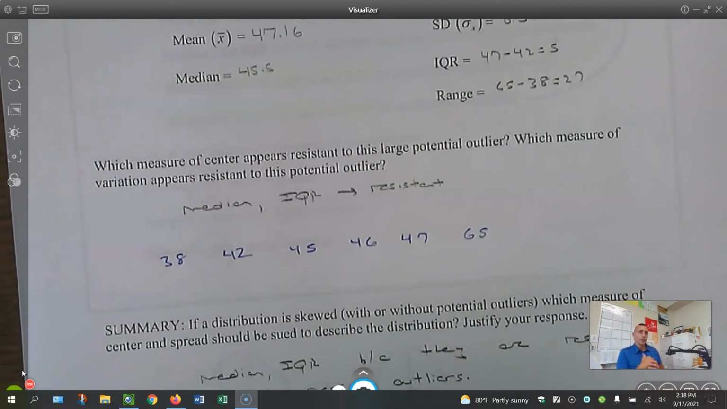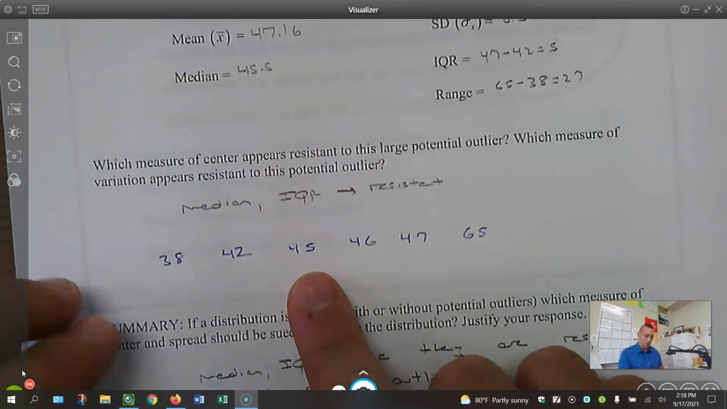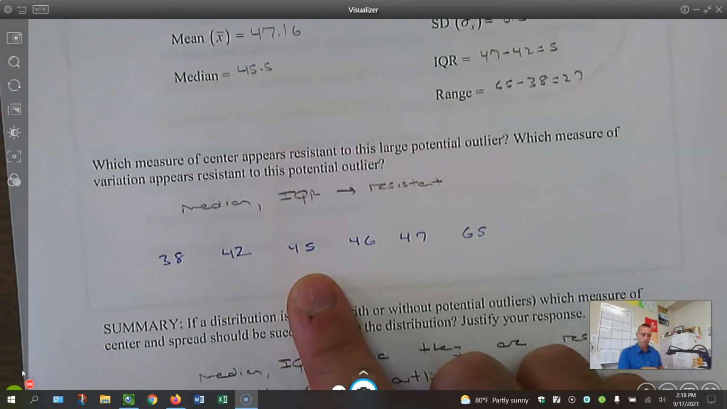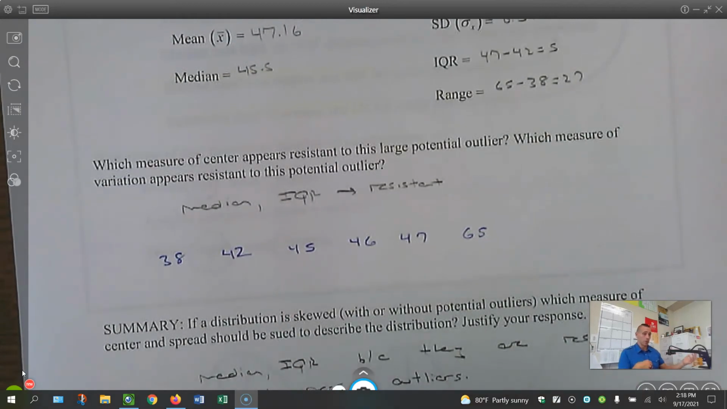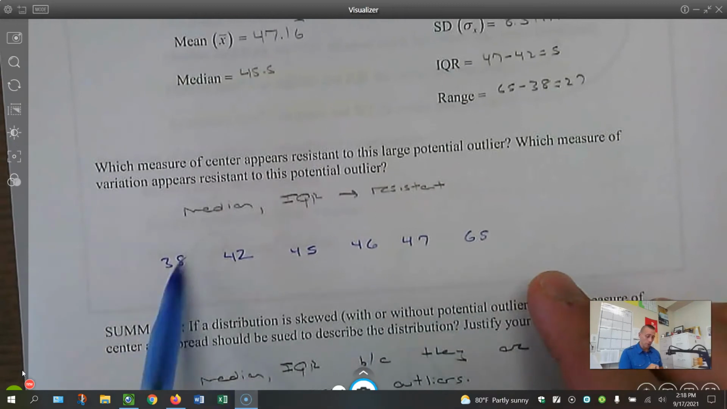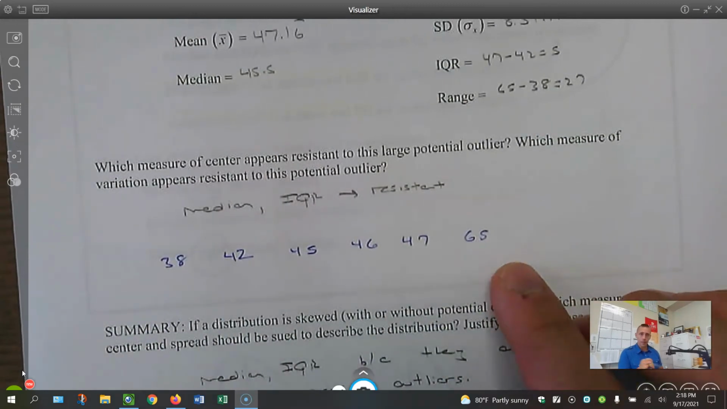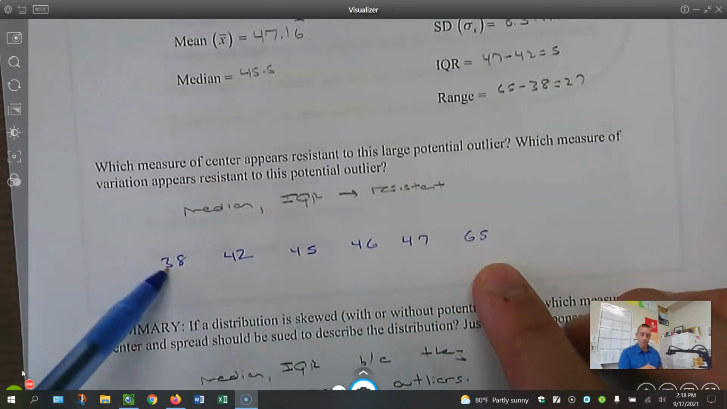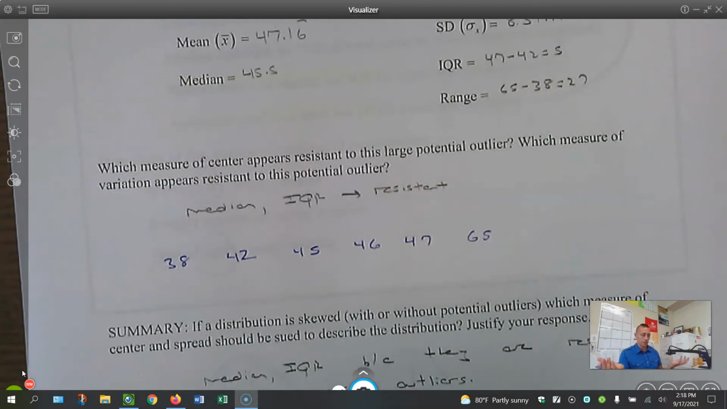So that's why the median and the IQR are resistant to skewness or potential outliers, because they deal with the order of the numbers. So if you put a huge number on the end or the beginning, maybe it slightly changes those. But mean is influenced by all of them, you add these all up and divide by how many there are. Range, max minus min. So if you change those, there's going to be a huge difference.